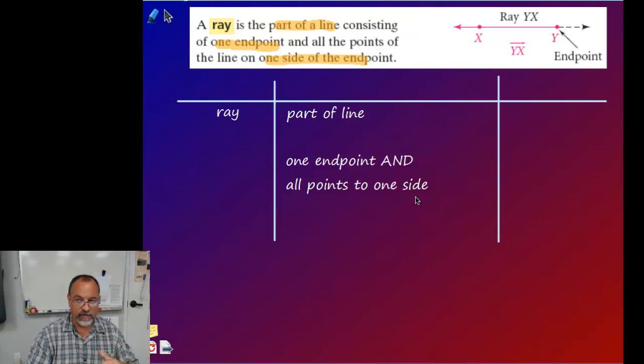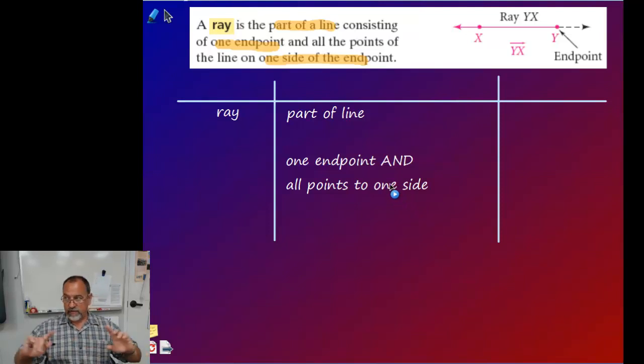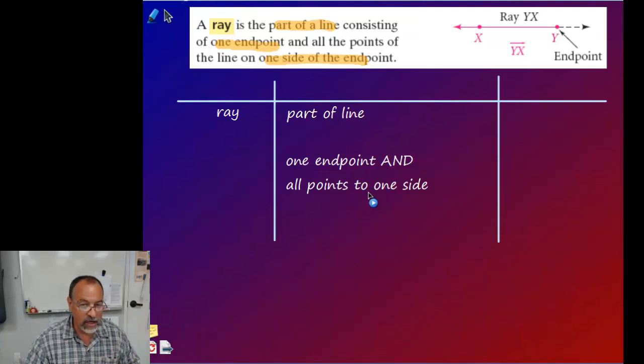How is that the same or different than a segment? Well, a segment has two endpoints. So in that way they're different. How are a ray and a line similar? Well, a line goes on forever in both directions. A ray goes on forever in just one direction. So in that way it's part of a line. It's similar to a line but different than a line. Does that make sense? Maybe not, but hopefully we can continue to discuss this and clear it up.